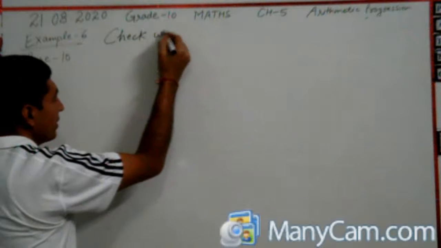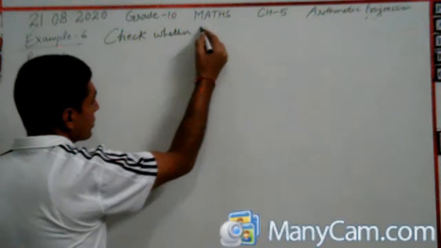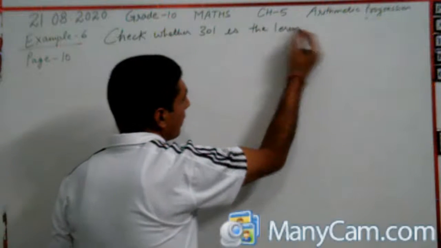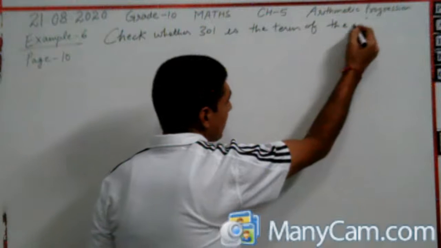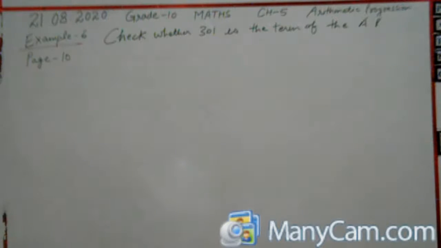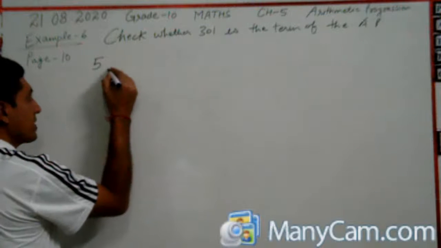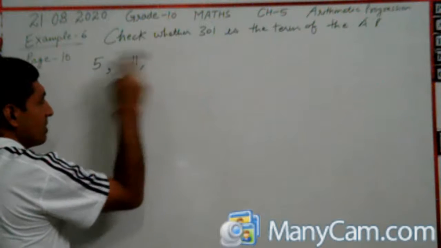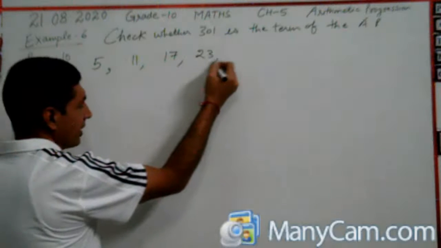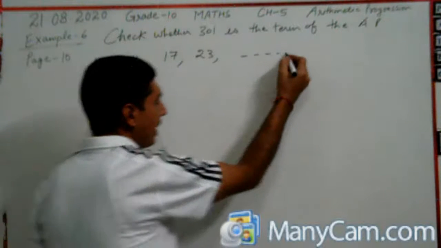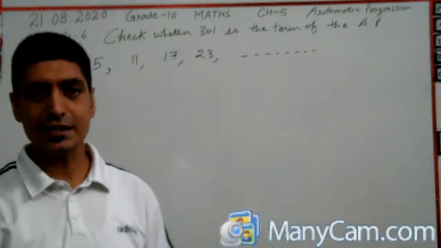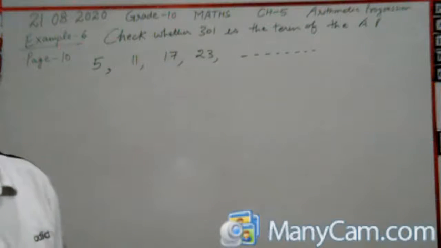is a term of the AP. What is the AP? The AP is 5, 11, 17, 23, and so on. The first term is 5, and the common difference is 6. Then 17, 23, then it will be 29, 35 and so on. We want to check whether 301 is a term of this AP or not.